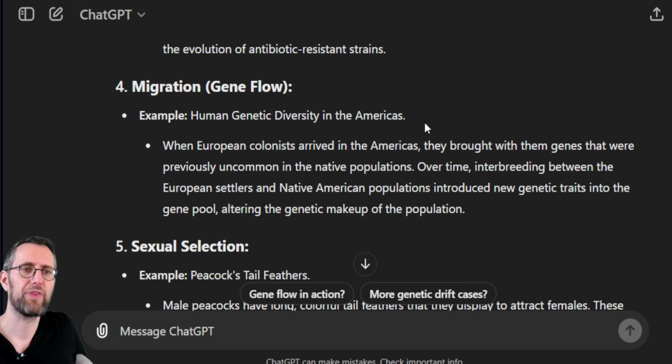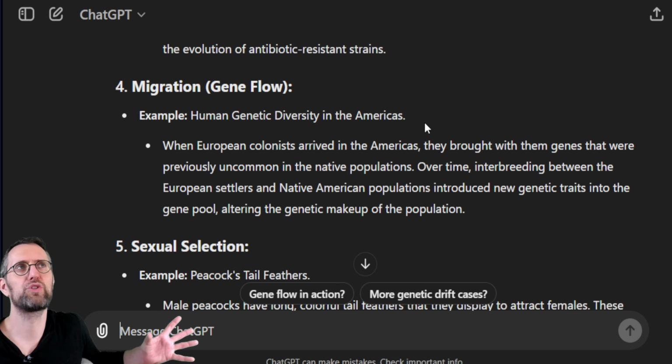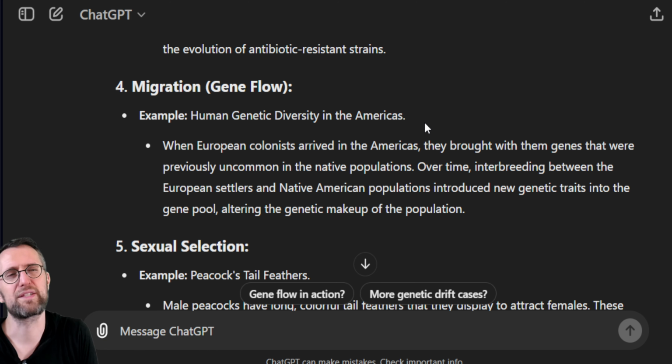Migration, gene flow. So when European colonists arrived in the Americas, they brought with them genes that were previously uncommon in the native populations. Over time, interbreeding between the European settlers and Native American populations introduced new genetic traits into the gene pool, altering the genetic makeup of the population. But again, isn't that also due to natural selection, or is it because there are now different genes that come together so that there are new traits emerging?